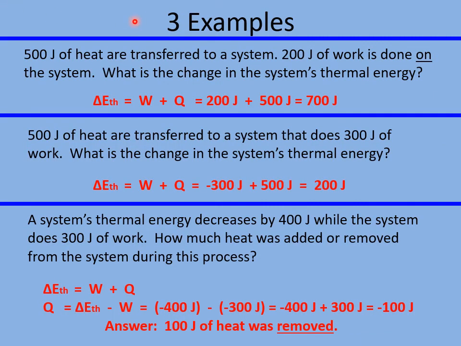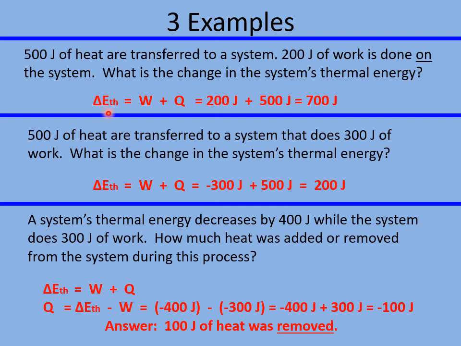So let's finish this chapter off with three examples of how to use the first law of thermodynamics for a gas, or for a system. The first one says 500 joules of heat are transferred to a system. 200 joules of work is done on the system. What is the change in the system's thermal energy?